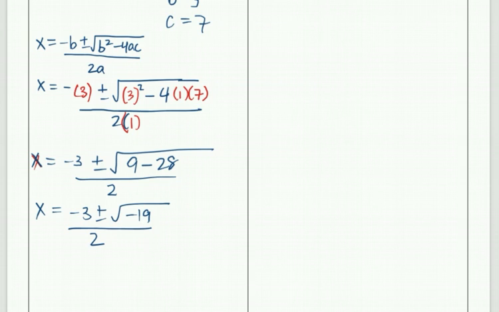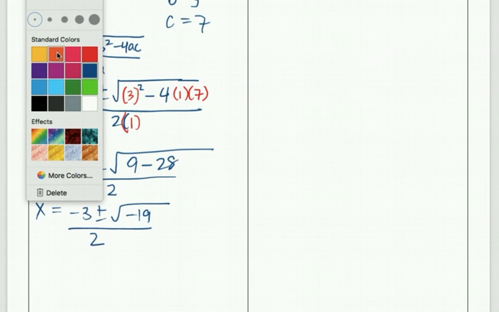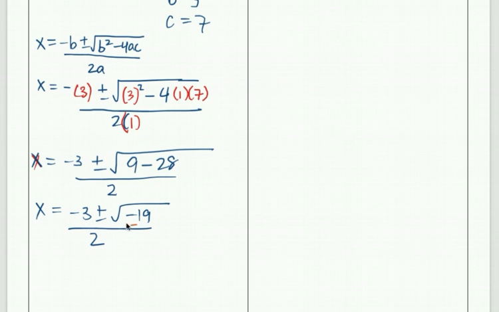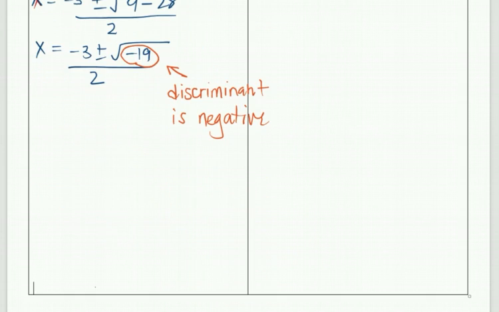But if you get a negative, that's not good, okay? So the discriminant is negative, right? Remember the discriminant is what was inside the root? The discriminant here is negative, okay? So just stop. If that's the case, just stop, okay?